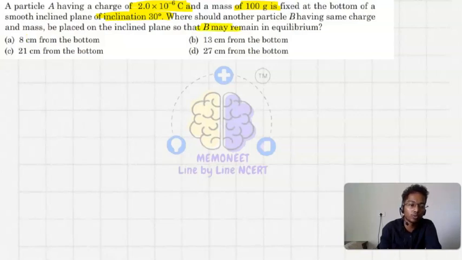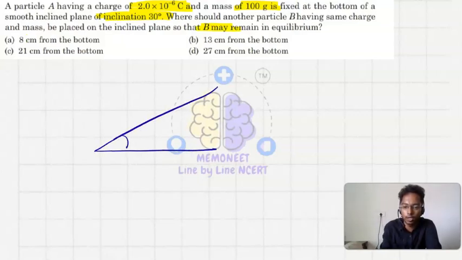So what it wants to tell is that we have the inclination, let's say like this, and it is of 30 degree, and a charge is placed at the bottommost position of the incline. Let's say this is A and this is B, and the charge A is 2 into 10 to the power minus 6, and charge B is also the same, that is 2 into 10 to the power minus 6 coulomb. So it is trying to ask where the charge B should be present.